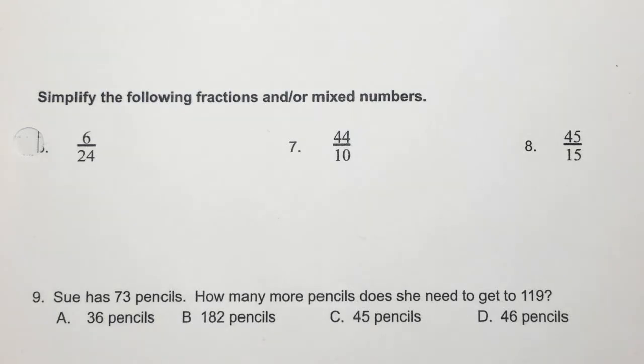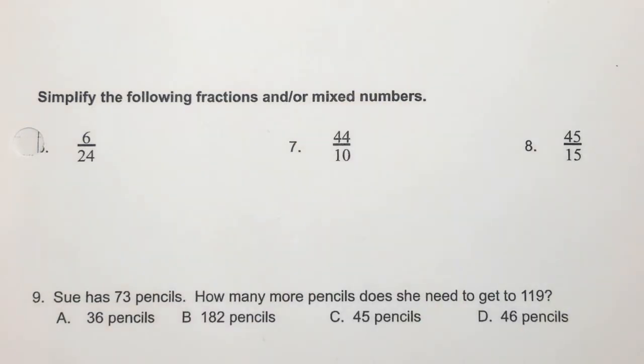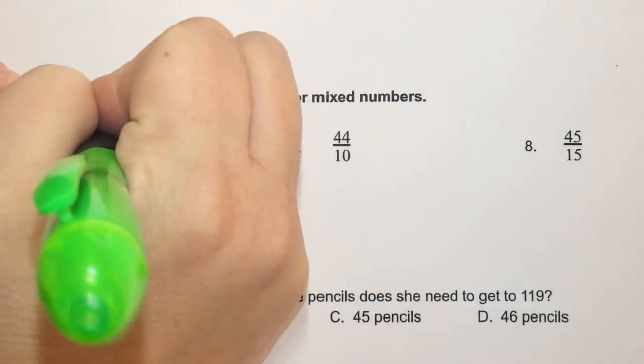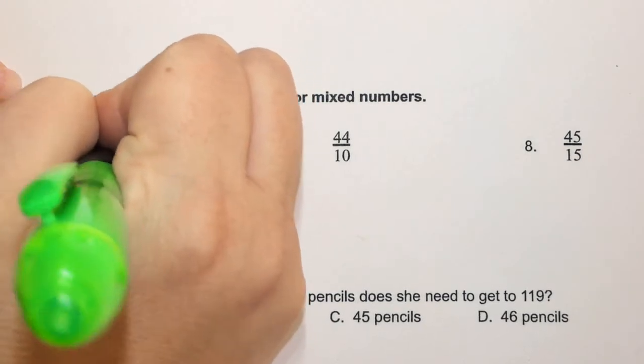For number 6, we need to simplify this. What is a number that will go into 6 and also into 24? Braden: 3. I can divide both of these by 3. We could have also used 2. If you want to use 2, you can use 2. Braden said 3, so I'm going to use the one that she said.